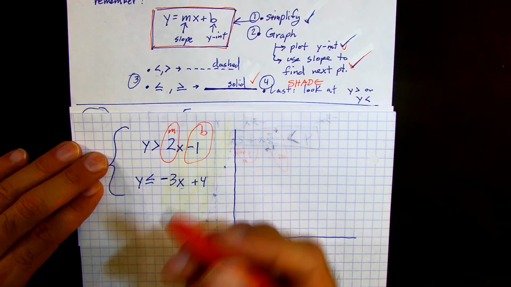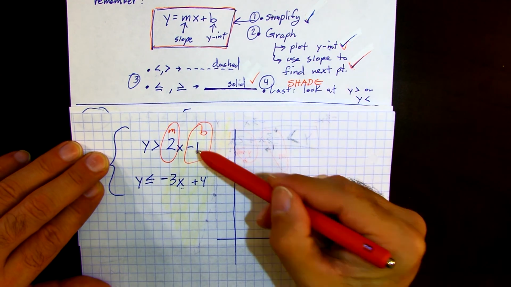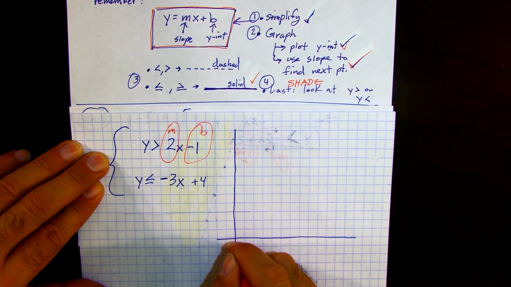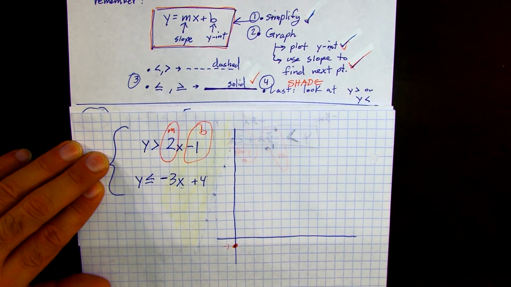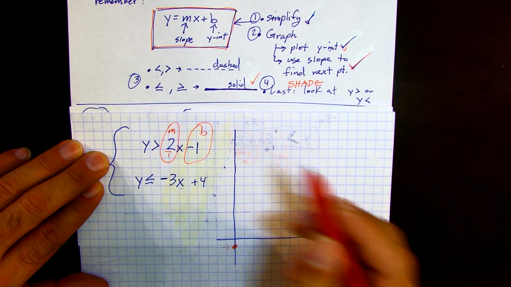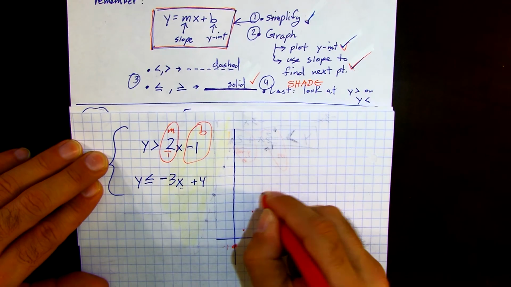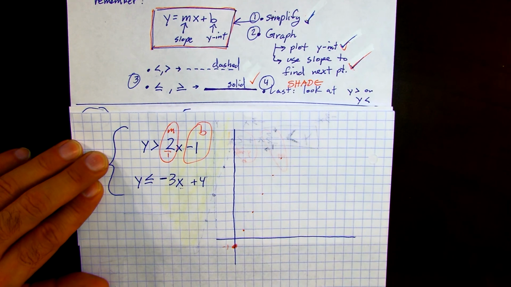So look, I'm going to do this one in red, because we have to plot the y-intercept as our first step, -1. Boom. Use your slope to find the next point. Slope is 2 over 1, up 2 over 1, up 2 over 1, up 2 over 1.